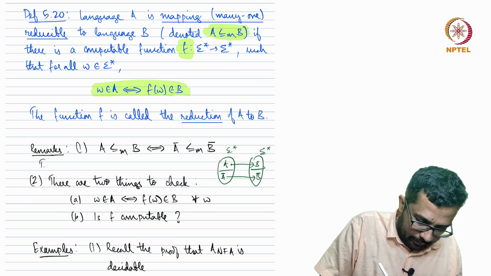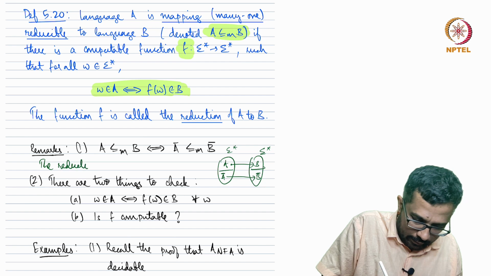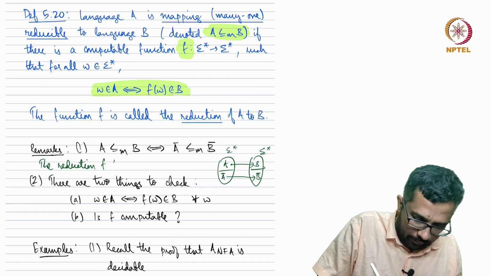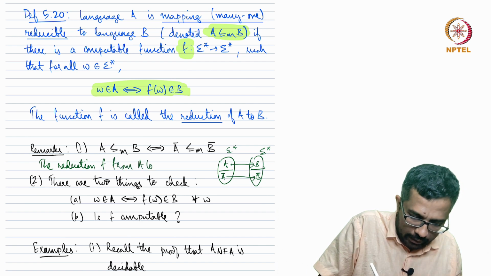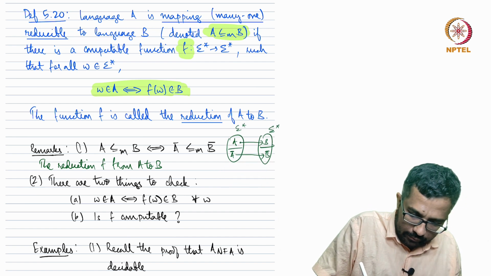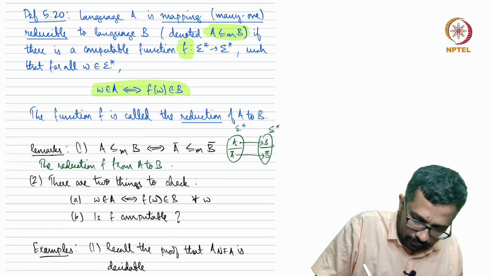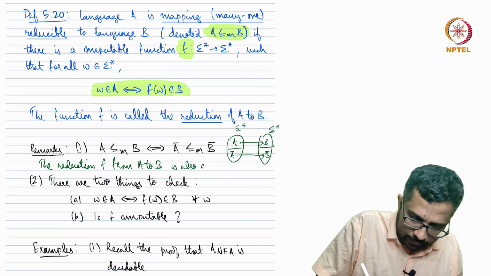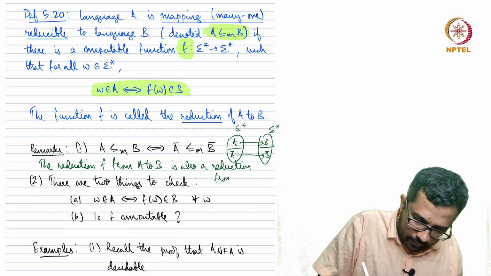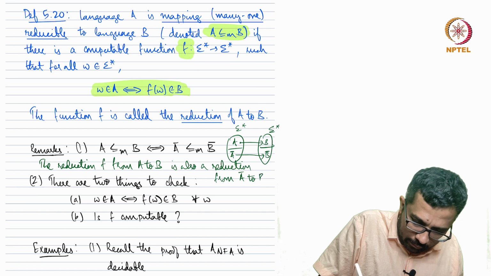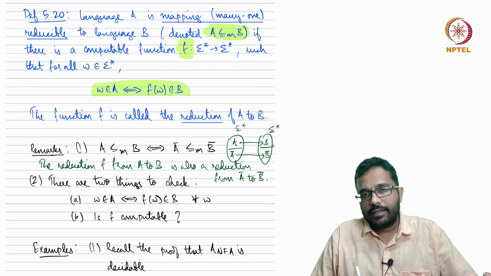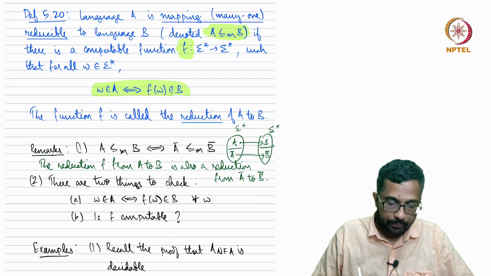The reduction f from A to B is also a reduction from A complement to B complement. So a reduction from A to B is also a reduction from A complement to B complement.